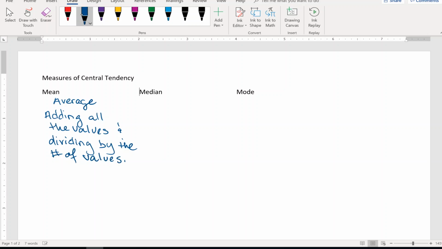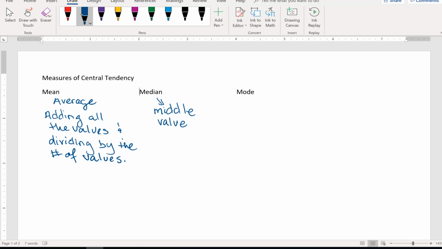The median, this is just simply the middle value. So if you arrange all of the values in order from smallest to largest, it is the middle value. Now, when there's an odd number of data, then the middle value, that's just the one. But when there's an even number of data, then you take the average of the two middle values. We'll look at an example of that in a moment.